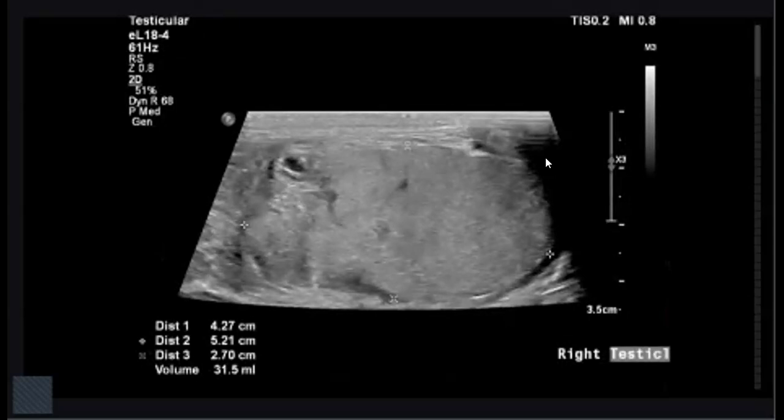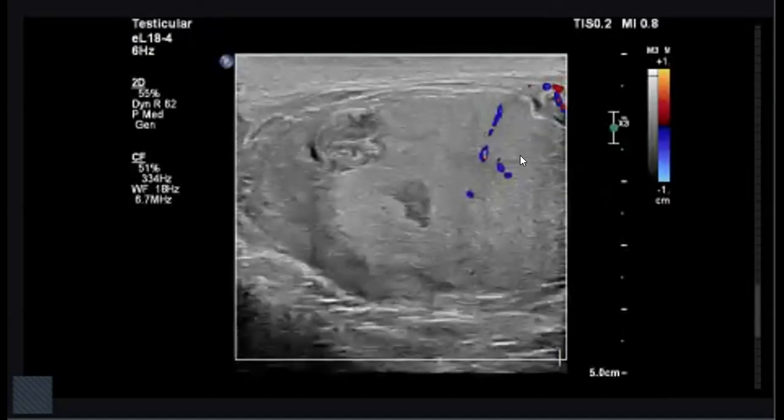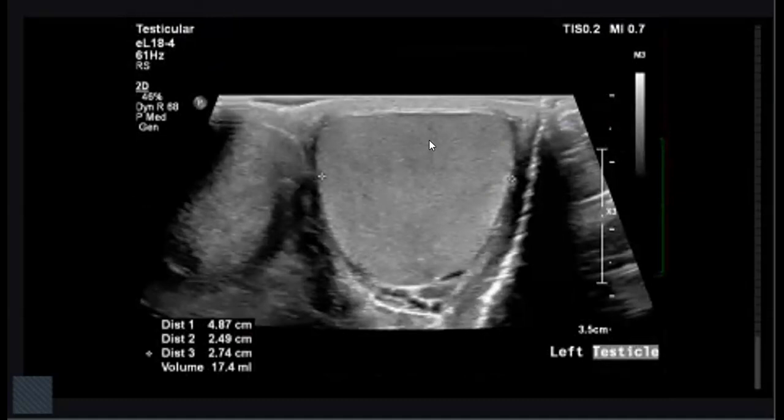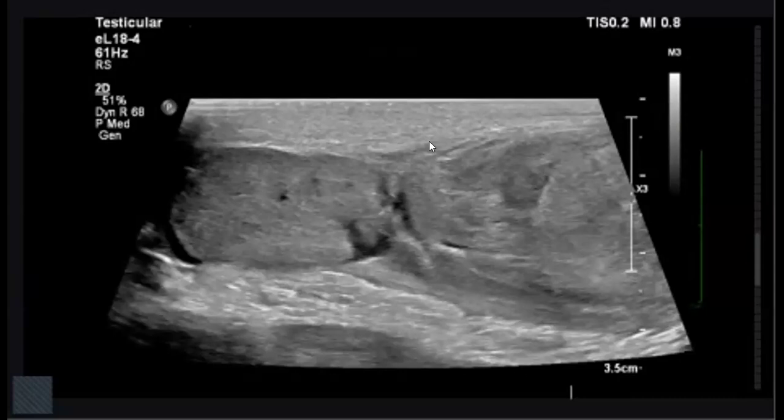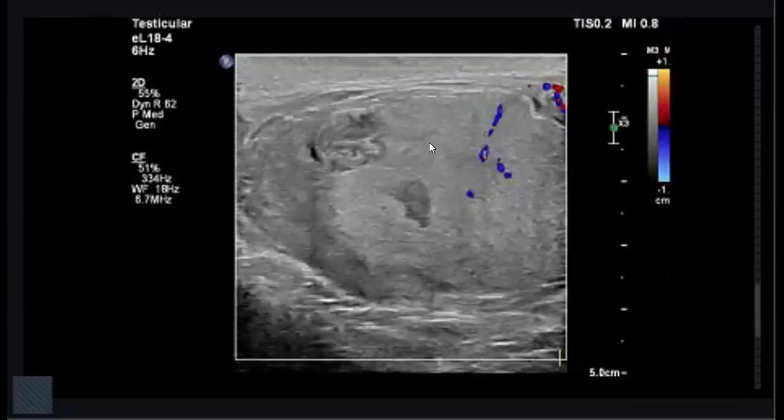This is the right testis, and this is the... I think it is not written which is right or left. Anyhow, left testis, this is right. What is this testis, right or left? This one, right testis. Okay, this is the right testis which shows flow.